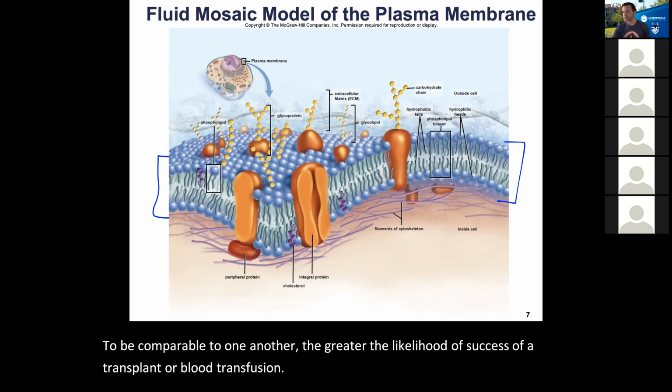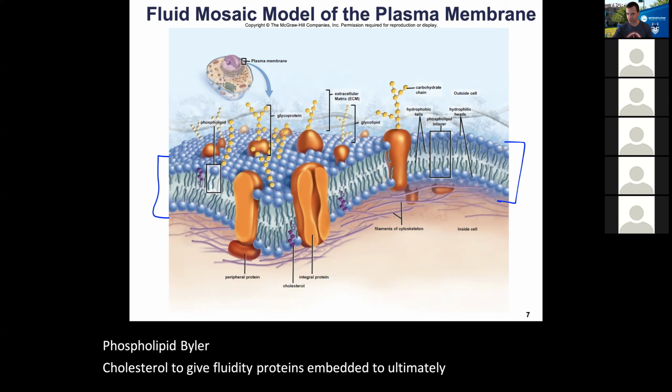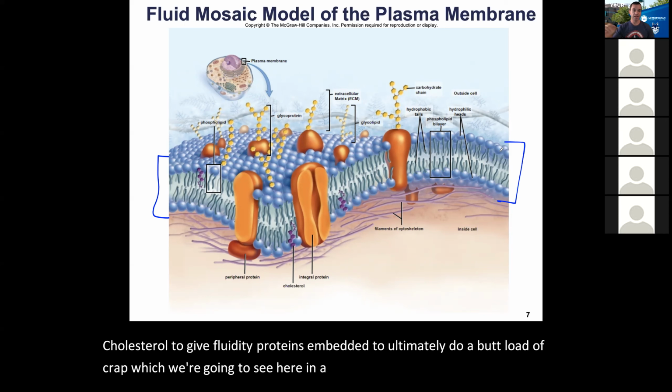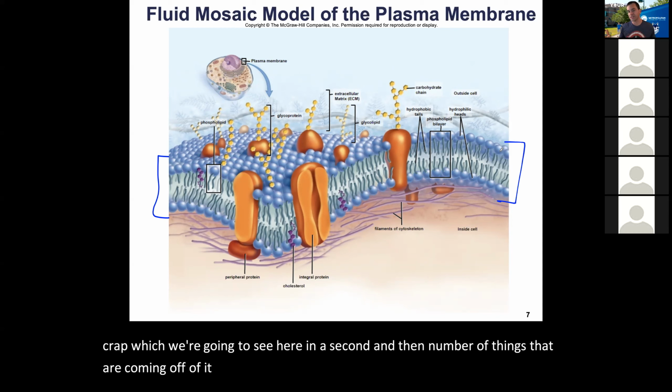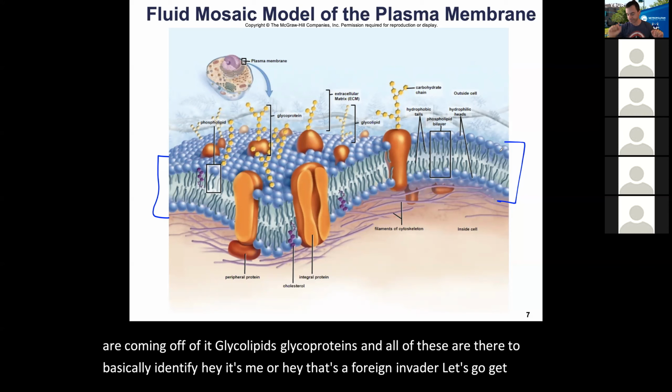So there's your fluid mosaic model. Phospholipid bilayer, cholesterol to give fluidity, proteins embedded to ultimately do a lot of things, which we're going to see here in a second, and a number of things that are coming off of it, glycolipids, glycoproteins, and all of these are there to basically identify, hey, it's me, or hey, that's a foreign invader, let's go get them. All right.